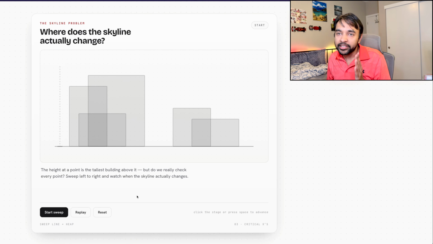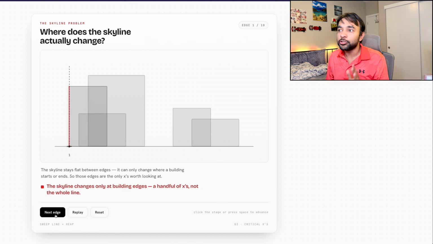But do you really need to find out the height at every x? Think about it. If you have a very wide building and that is tall, that will be your answer. It means you do not need to check the height of every building at every instance. The skyline only changes whenever there is a new building added or removed. So try to think like this. Where does the skyline actually change?